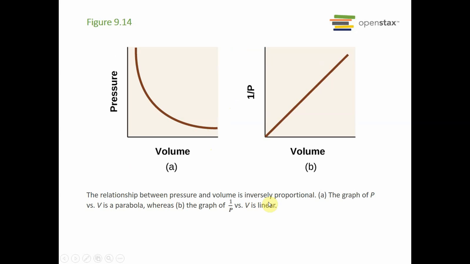The relationship between pressure and volume is inversely proportional. The graph of P versus V is not that. They've got a mistake there. That's not a parabola, that's a hyperbola. Whereas B, the graph of 1 over P versus V, is linear.